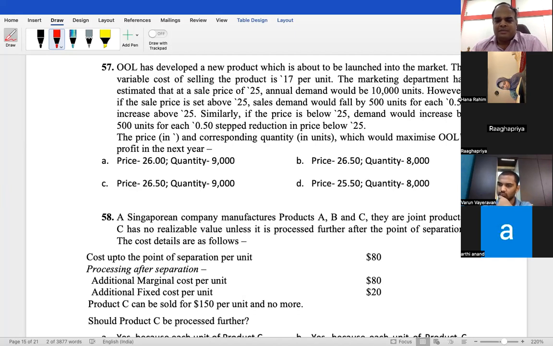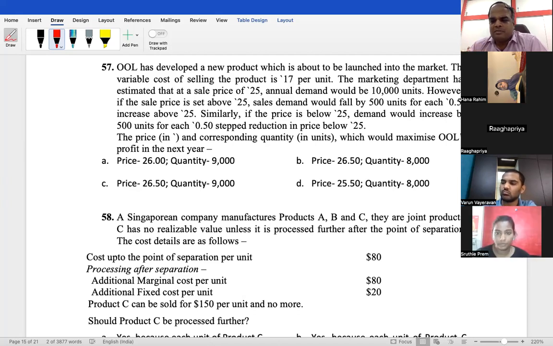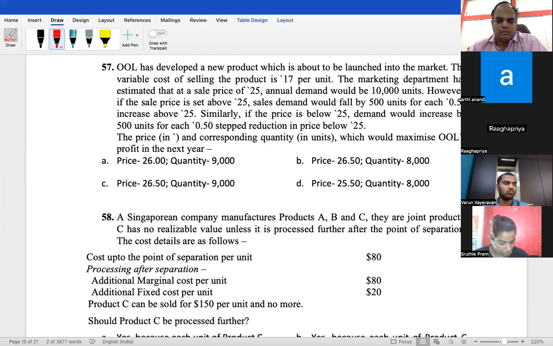Next level: 25.5 becomes 26. Sales quantity becomes 9,000. Am I right? Yes, sir. Therefore, total contribution, how much? 26 minus 17 into 9,000 is 81,000. 81,000.